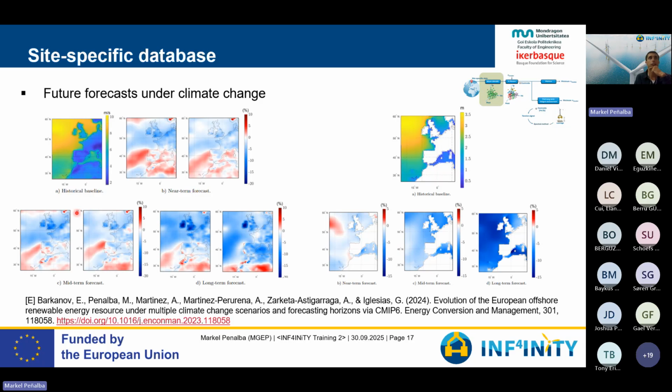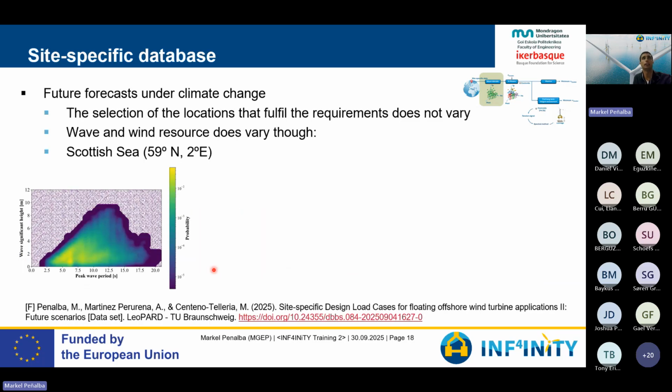And actually, this is all mean wind speed and mean wave height. You see the mean wave height is expected to reduce almost all over the European waters, while for wind speed, there are areas where it is expected to increase, especially in the southern areas of the European basins. So based on this analysis, we have also identified and characterized the future scenarios for the Scottish Sea, and here, for the areas of study.